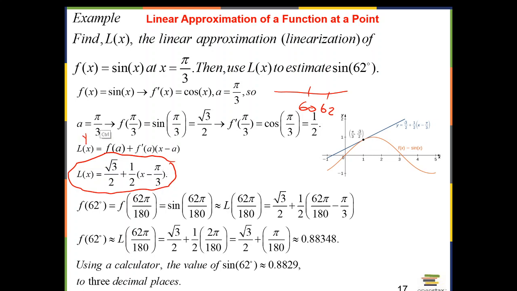Now, since this is in radians, we're going to change what? Change 62 degrees to radians. To go from degrees to radians, you have to multiply by pi over 180. So 62 times pi over 180, that's in radians. And we substitute in here for x and use a calculator, right? This is the value. And the calculator gives 0.8829. And look, it's pretty close to that value, right? It's a pretty good approximation.